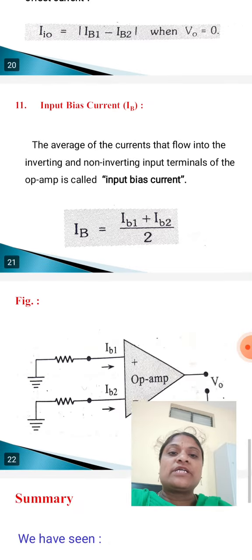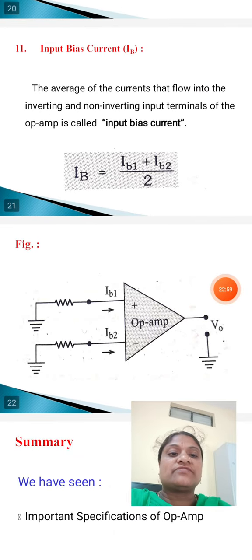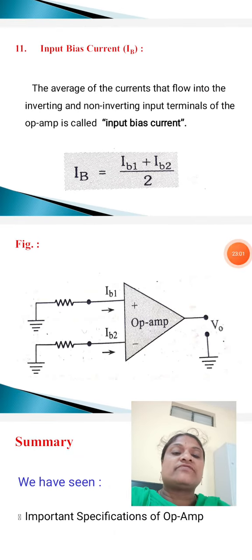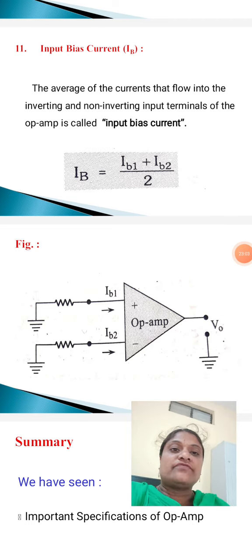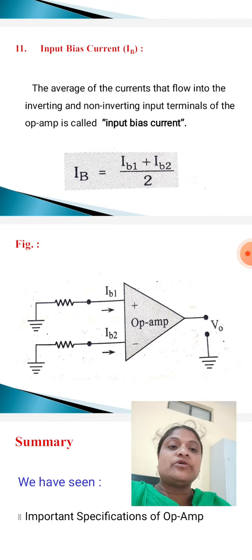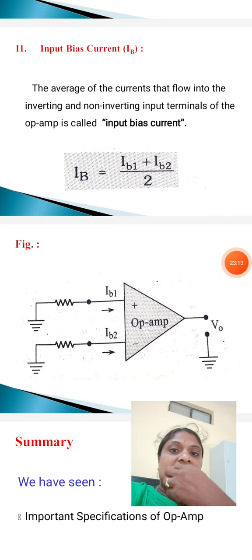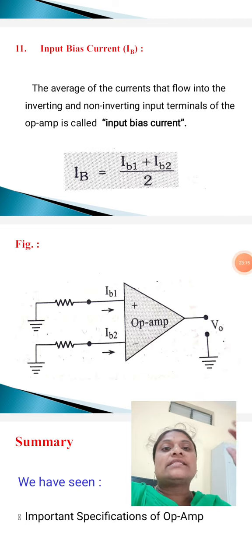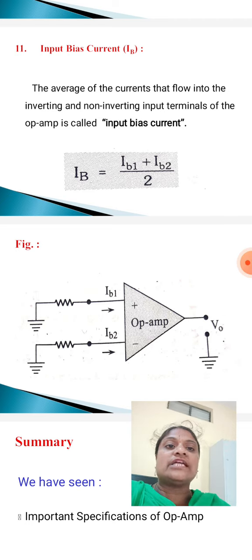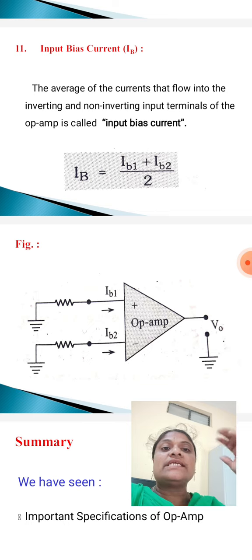And the last important specification of the IC741 operational amplifier is input bias current. What is the definition of input bias current? The average of the currents that flow into the inverting and non-inverting input terminals of the op amp is called input bias current. It is denoted by IB.